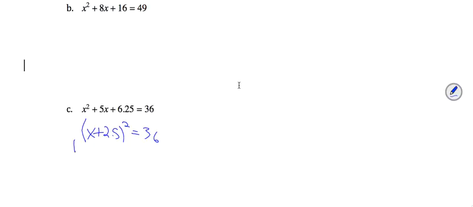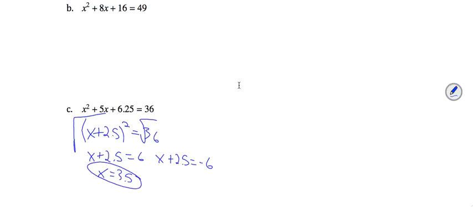Again, take the square root of both sides, and we're going to get x plus 2.5 equals 6, and x plus 2.5 equals negative 6. Subtract 2.5 from both sides, we get 3.5, and negative 8.5.